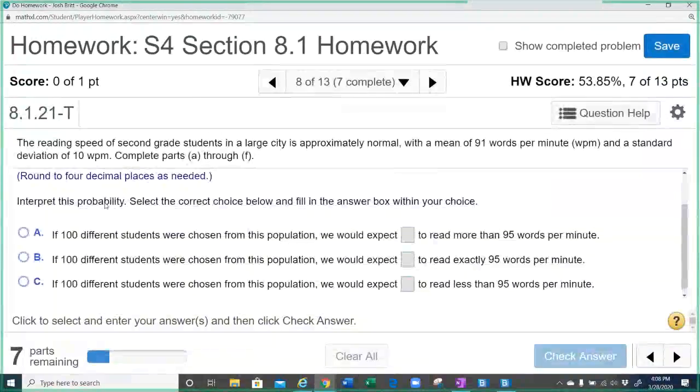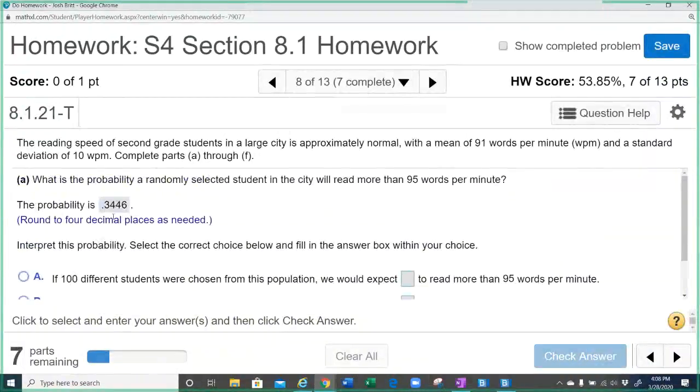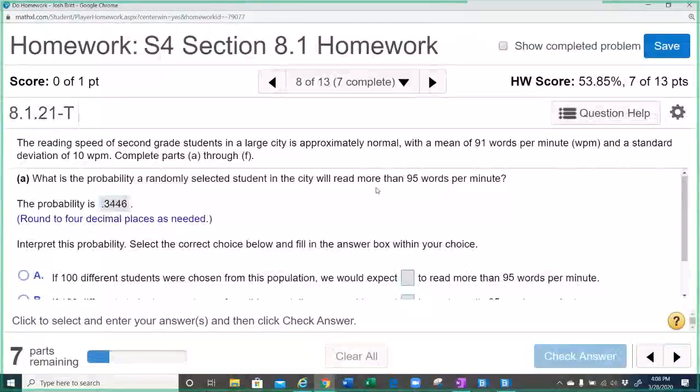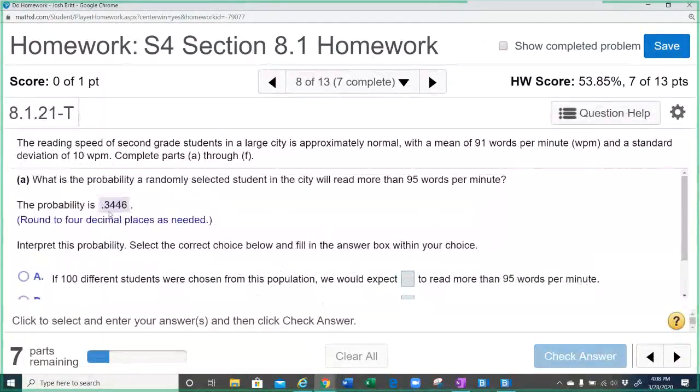Interpret this. So again, just take 100, multiply by the probability, and we're looking for more than. So more than is going to be A, and out of 100, that'll be 34.